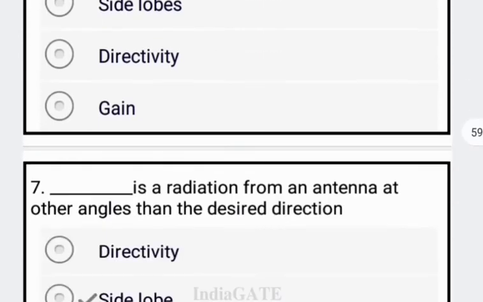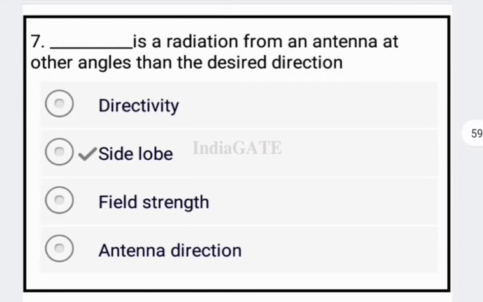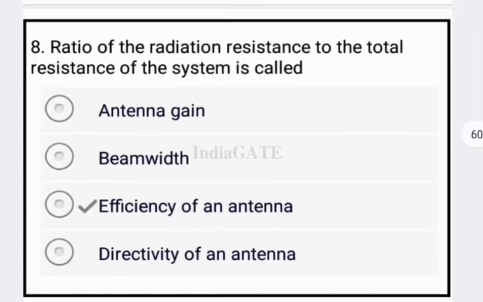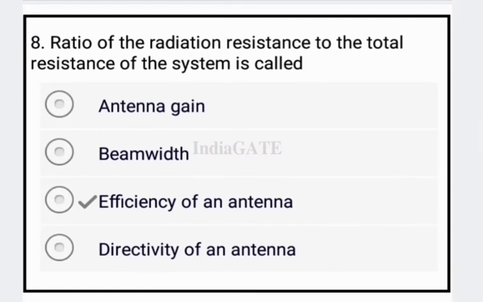Option A. Next question: dash is a radiation from an antenna at another angle than the desired radiation. So it is called the side lobe. So option B is your correct answer. Next question: the ratio of radiation resistance to the total resistance of the system is called the efficiency of an antenna. Option C is your correct answer.